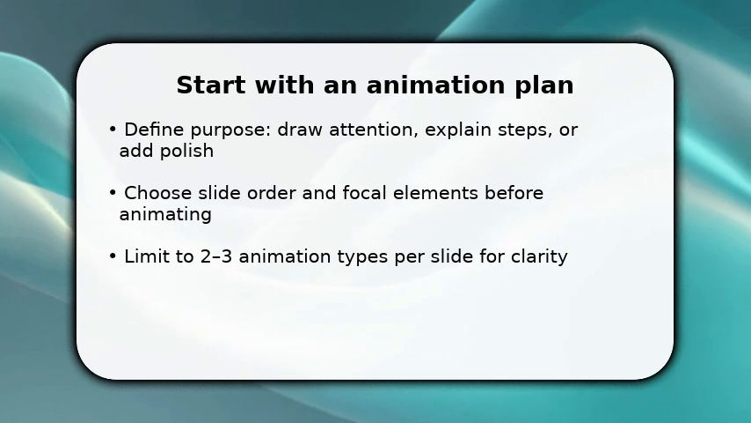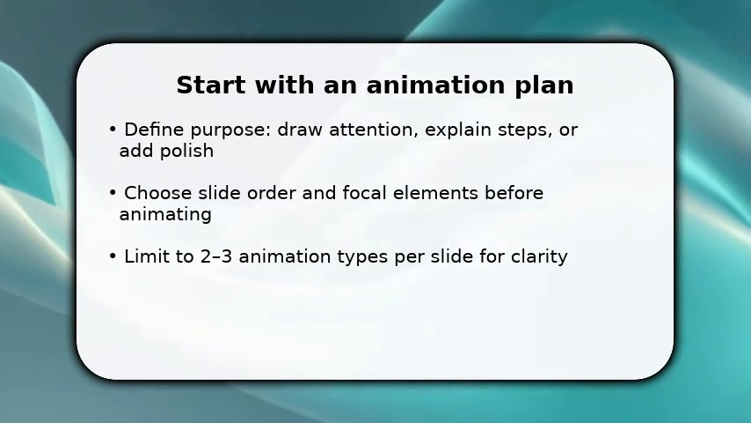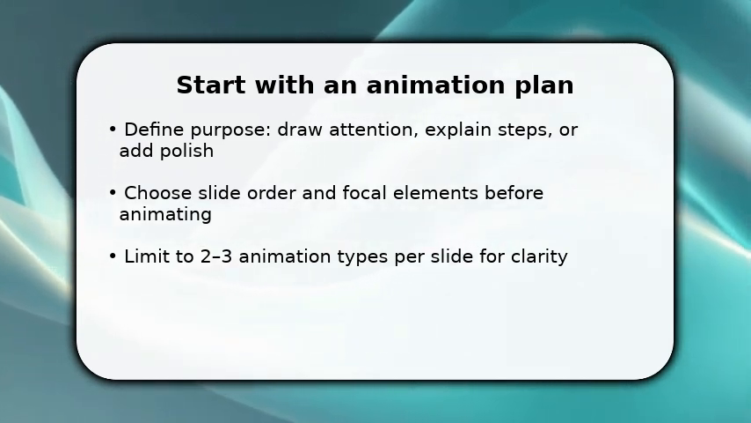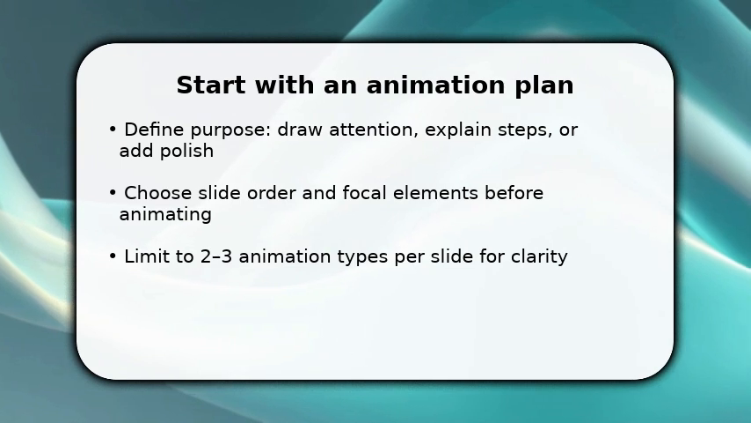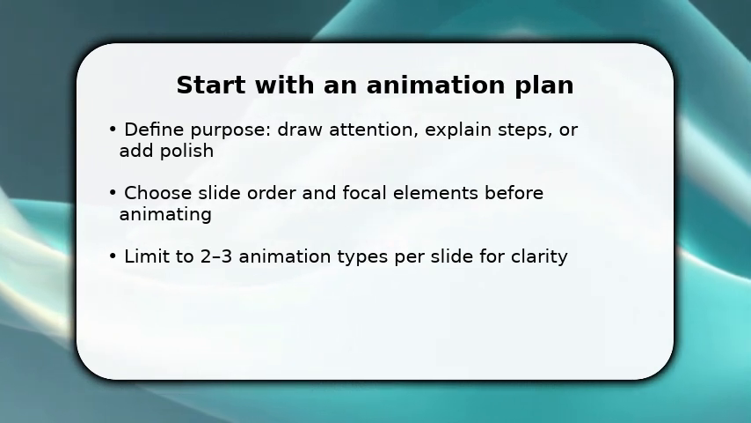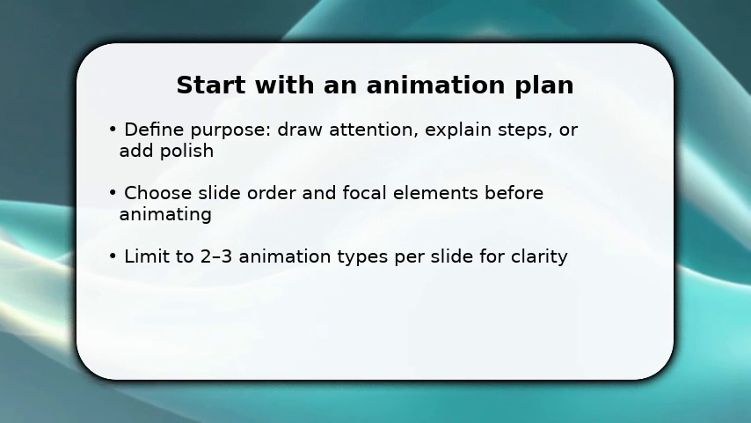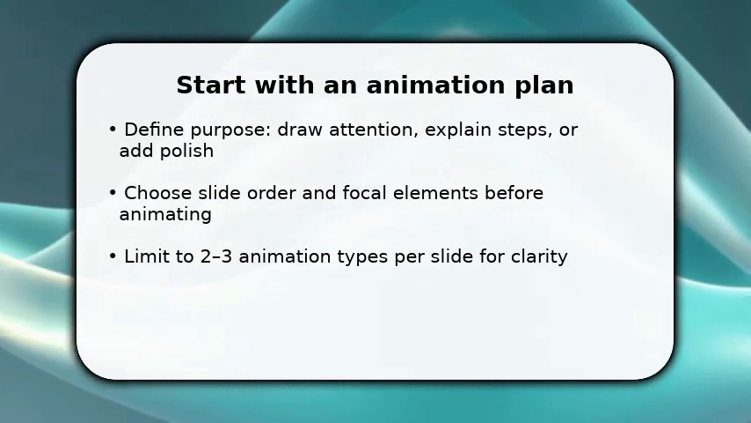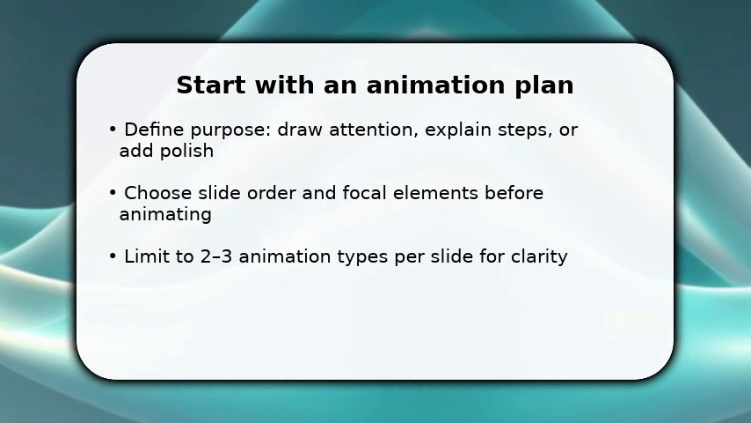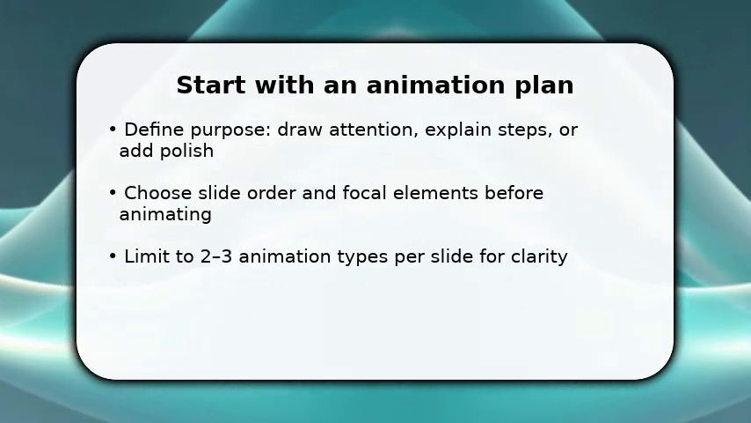Once done, stagger start options so items don't compete. Use on click for control, after previous for automatic sequencing. Make sure to set durations to 0.3 to 0.8 seconds for natural motion. This keeps attention without distraction. You'll save time later by locking a consistent timing system now.